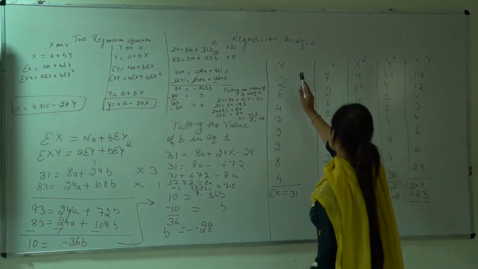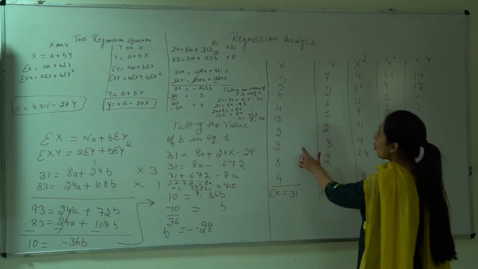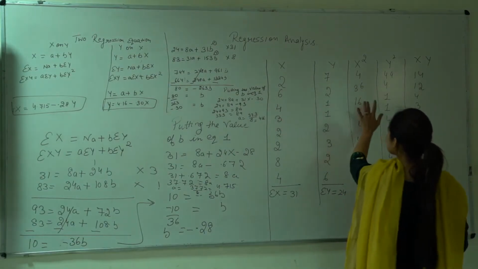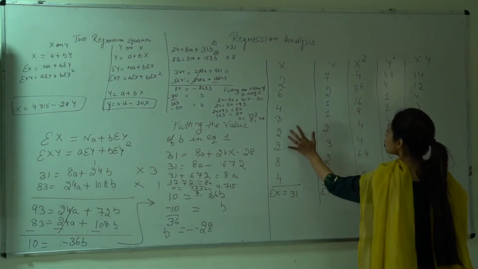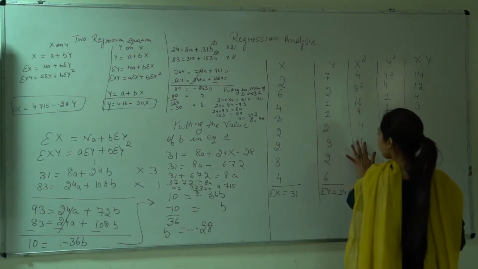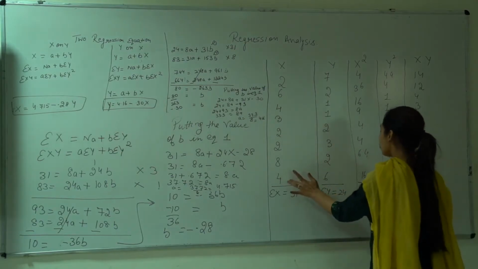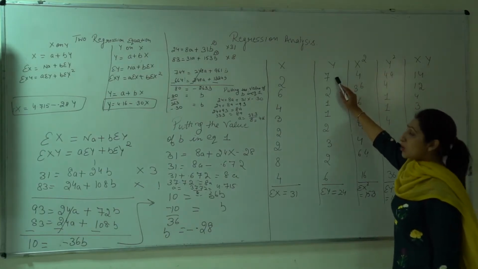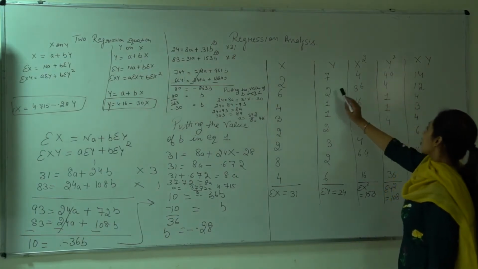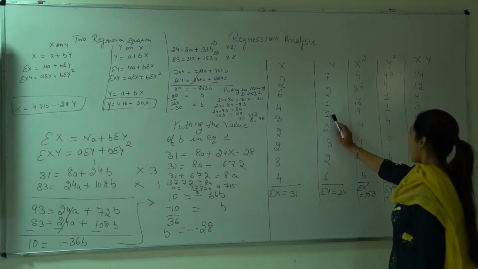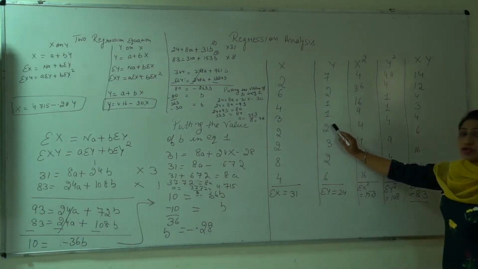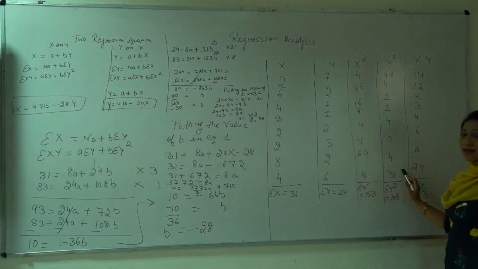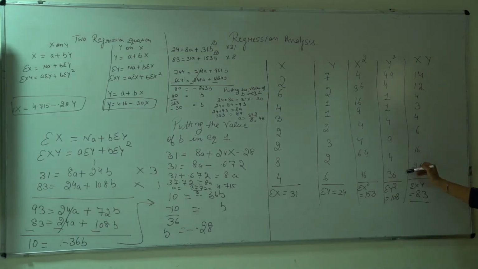Now we have to find x square, that means squaring the values of x: 2 into 2, 4, 6 into 6, 36, 4 into 4, 16, 3 into 3, 9, 2 into 2, 4, 2 into 2, 4, 8 into 8, 64, 4 into 4, 16. Similarly, to find y square, I square the values of y: 7 into 7, 49, 2 into 2, 4, 1 into 1, 1, 1 into 1, 1, 2 into 2, 4, 3 into 3, 9, 2 into 2, 4, 6 into 6, 36.